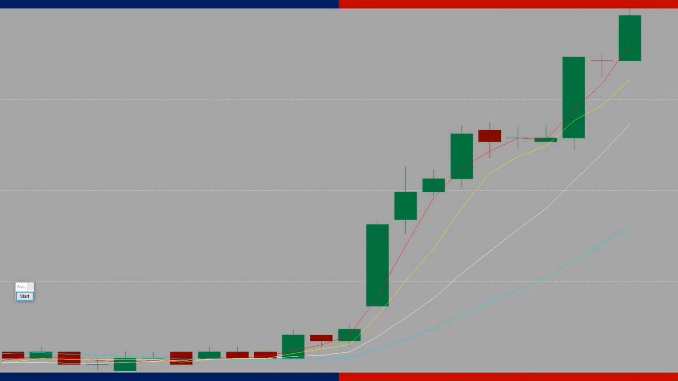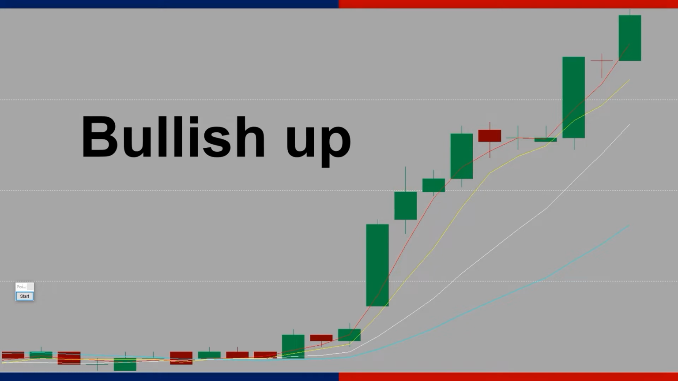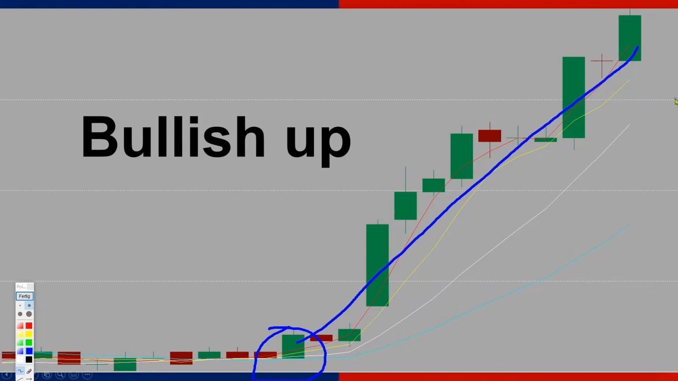How to see? We see here. You see currently these four lines all turn up. So it means currently the stock movement is bullish up. If we can enter around here, see previously all the moving averages converged together, then the candlestick broke up, and afterwards all these four moving averages turned up. So if we can enter around here and hold the stock, we can make a lot of profits.